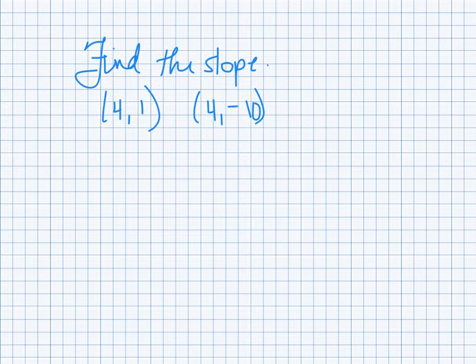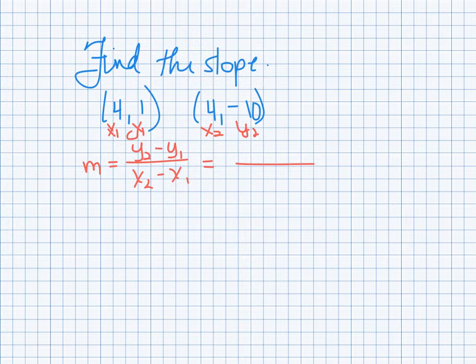Now let's look at another problem. So in this case, I'm finding the slope. So again, write the formula. m equals y2 minus y1 over x2 minus x1. And you're going to write this as, oh, I forgot to label. So let's label. Oops, that looks awful. But you can tell what I mean. All right, so y2 is negative 10 minus y1, which is 1, over x2, which is 4, minus x1, which is 4. So I get negative 11 over 0.